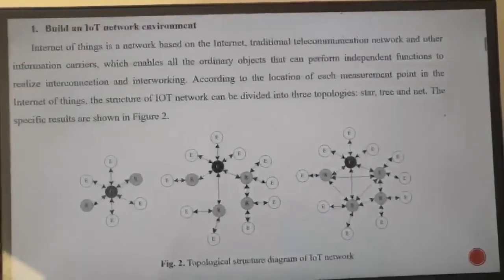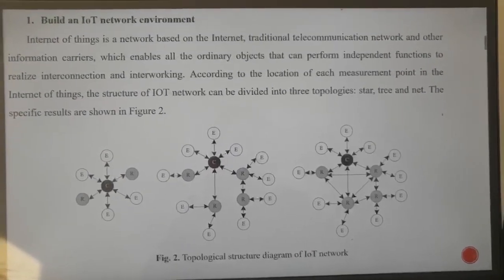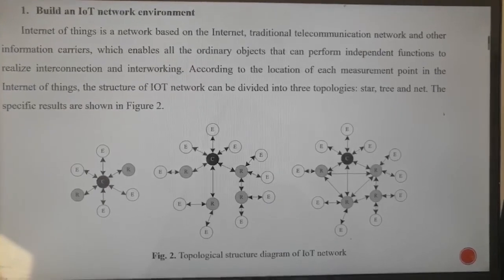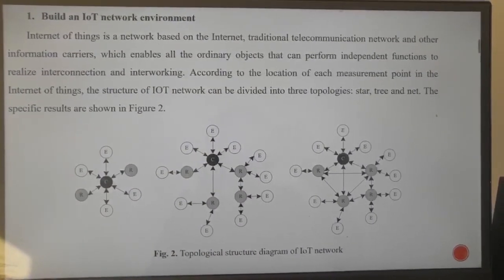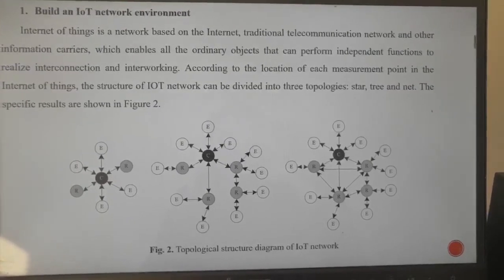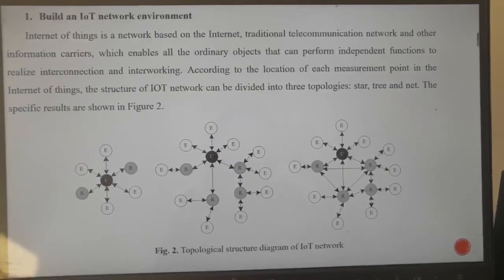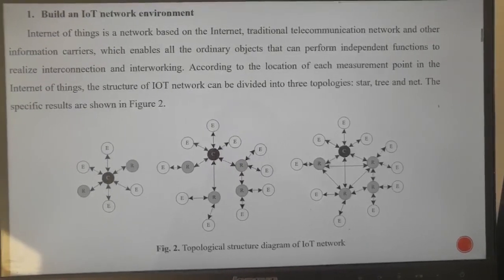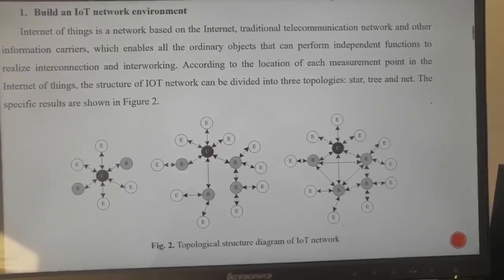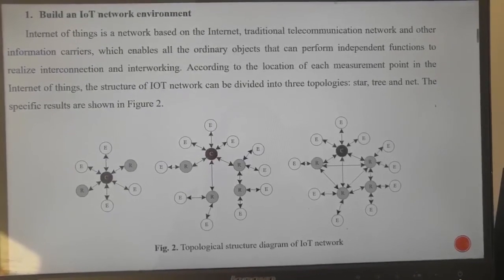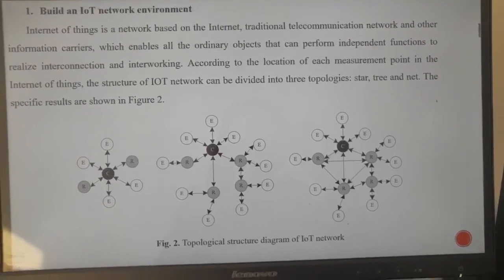One, build an IoT network environment. Internet of Things is a network based on the internet, traditionally telecommunication network and other information carriers, which involves all the ordinary objects that can perform independent functions to realize interconnection and interworking. According to the location of each measurement point in the Internet of Things, the structure of the network can be divided into three topologies, star, tree, and mesh.